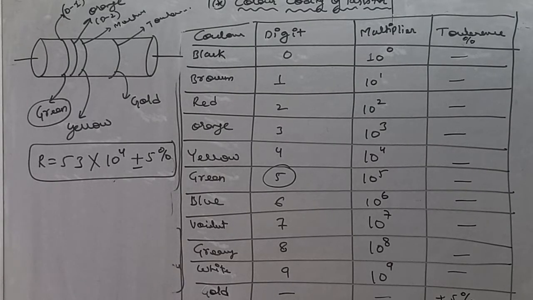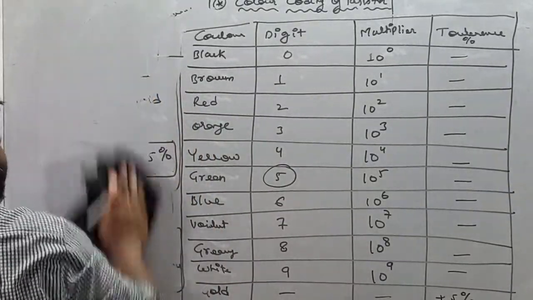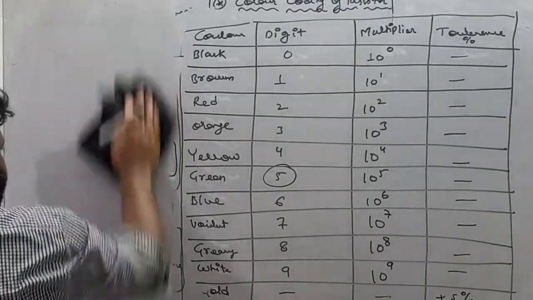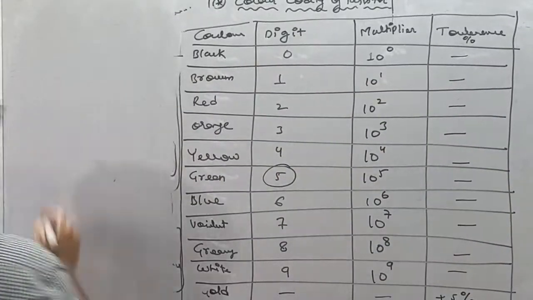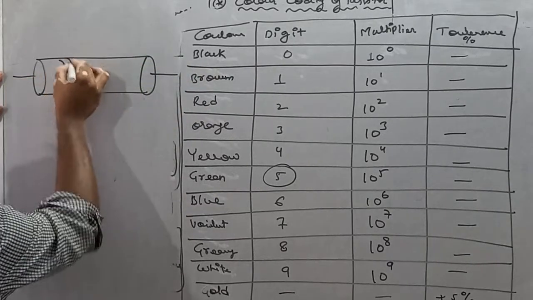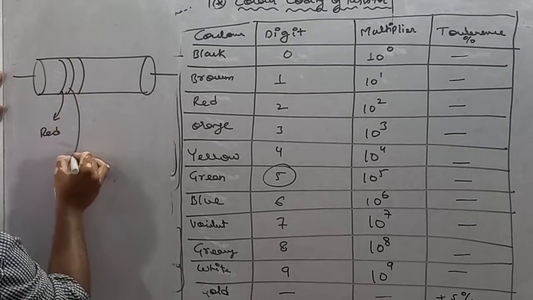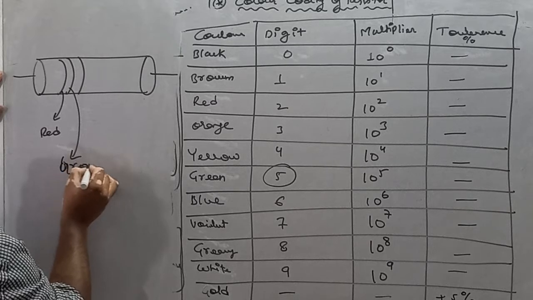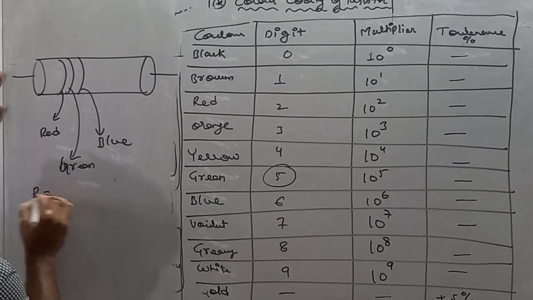Very easy to solve these types of questions, my dear student. Moving forward, let's check one more question so that it will be clear for you. Let's suppose we have a resistor in which 3 bands are present. Now the fourth band is missing. So how to get the answer? This is a carbon resistor. First band, second band, third band, fourth band is missing. Let's suppose the first band is red, the second is green, the third is blue, and the fourth band is missing. So we have to write the value of resistance.